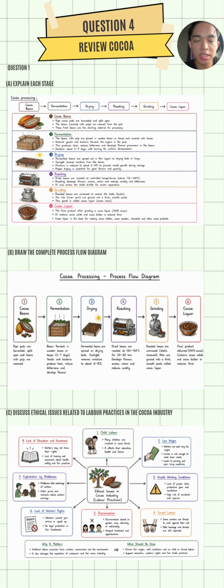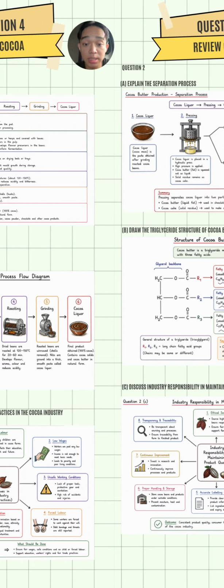Now we move to question C. However, there are ethical issues in the cocoa industry, especially related to labor practices. These include child labor, low wages, and poor working conditions in some cocoa producing regions. Therefore, companies have a responsibility to ensure fair trade practices, provide fair wages, and maintain safe and ethical working environments for the farmers and the workers.